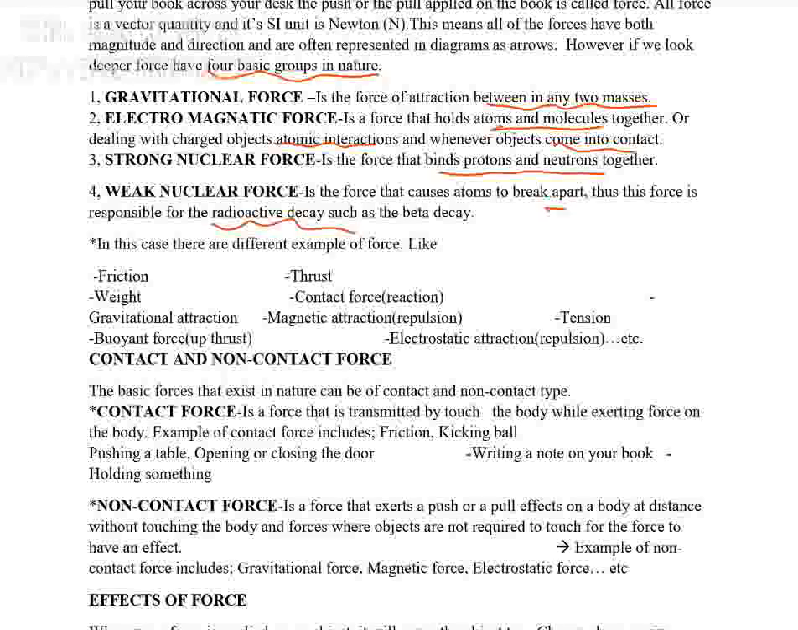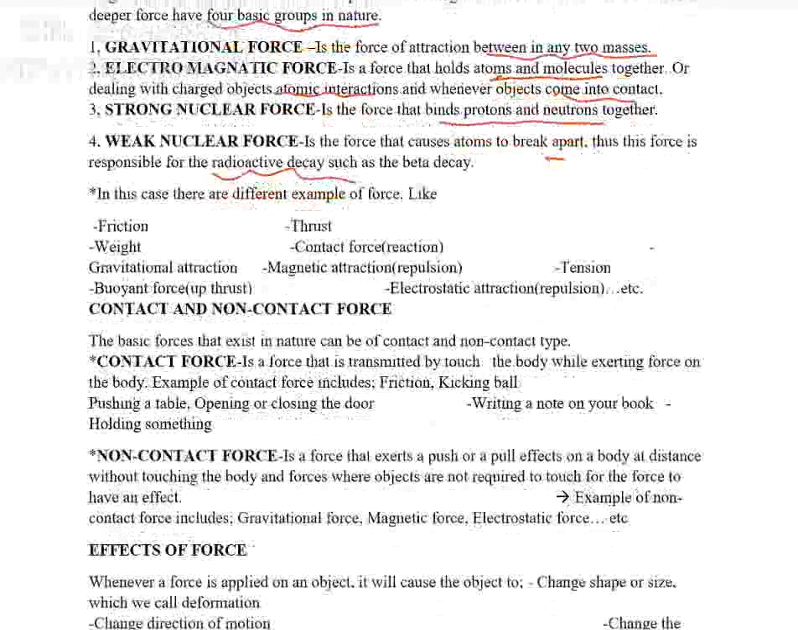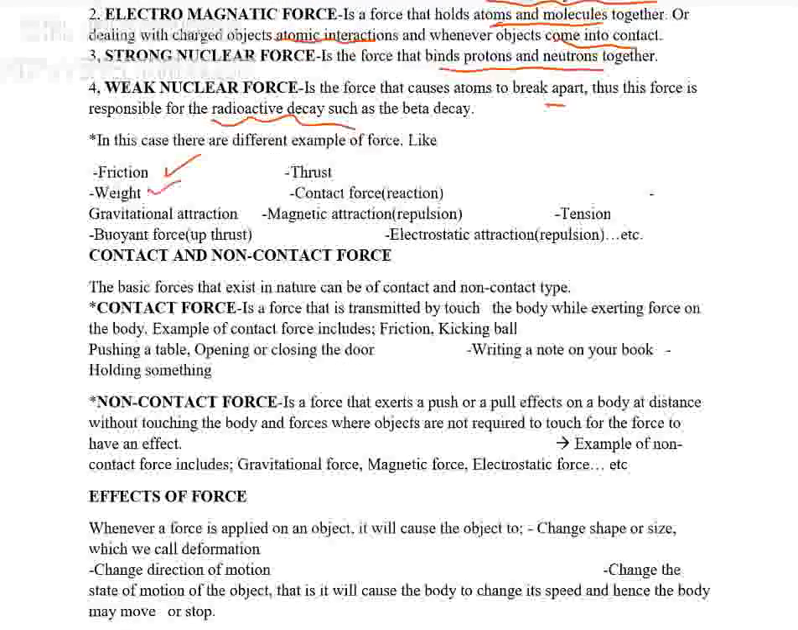In this case, there are different examples of a force. Friction is the first, weight, gravitational force, buoyant force, thrust, contact force, magnetic attraction or repulsion, electromagnetic attraction or repulsion, tension, and so on. We have so many types of forces.